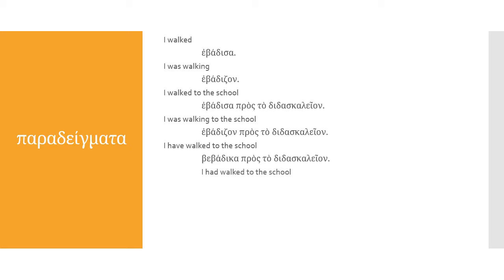I had walked to the school is an English pluperfect. Ebebadike pros to didaskaleion. Ebebadike or ebebadikei. You get a bit of variation in the ending depending on period. And so you can notice here that the epsilon augment has been added to indicate that the pluperfect is past. I had walked to the school. So it's a perfect and so a resultative completive aspect, but it's placed and located in the past.